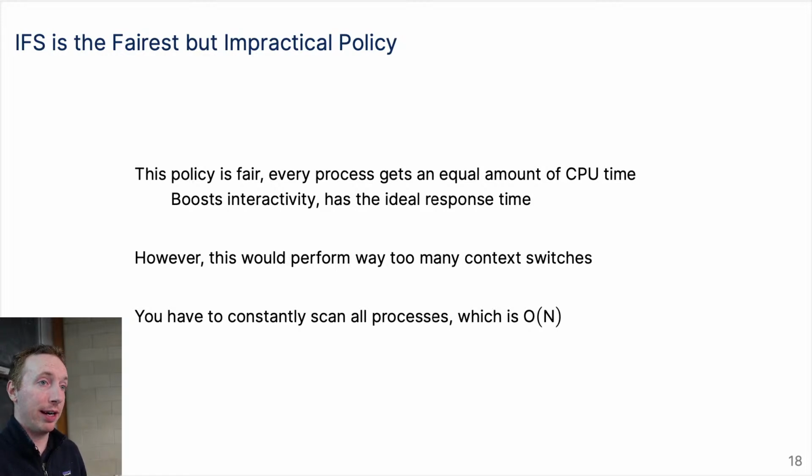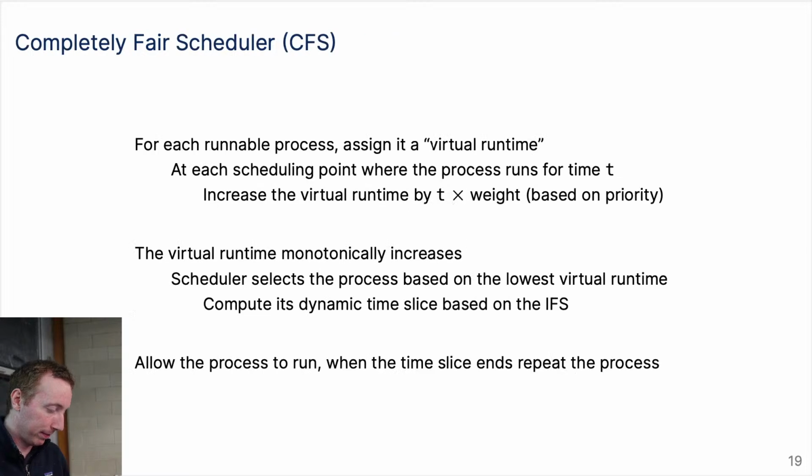So every single time I have to scan all the processes, give them all an equal share of the CPU time, and then switch between them, and it's just not feasible at all. So this is where the completely fair scheduler comes in.